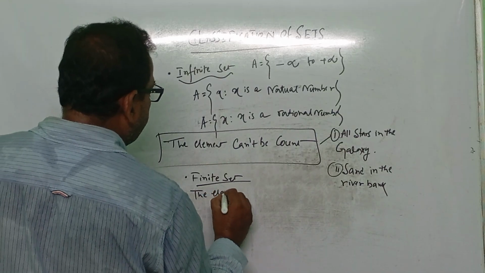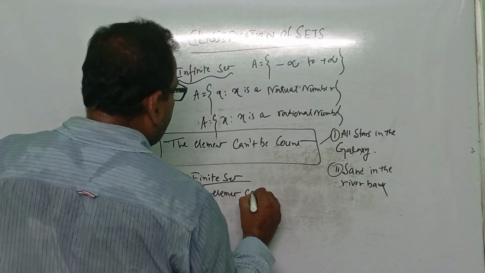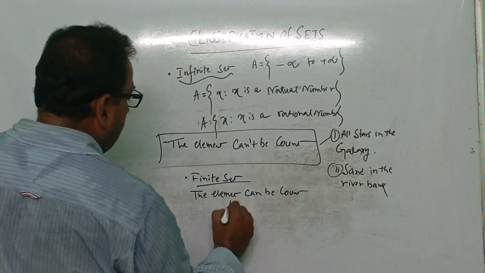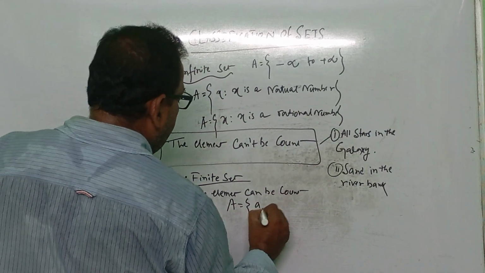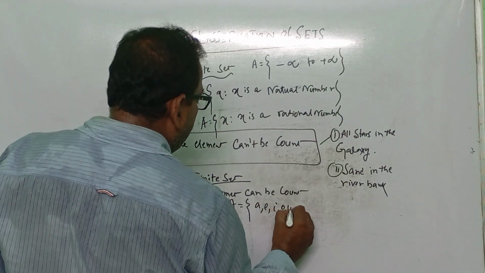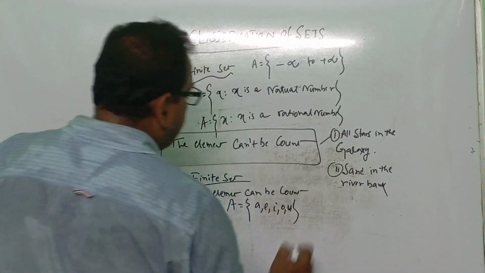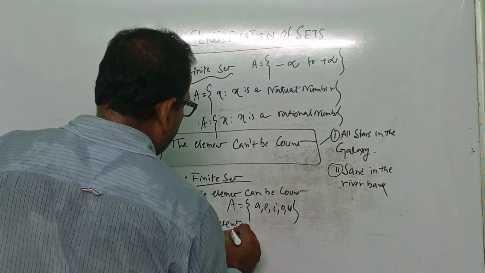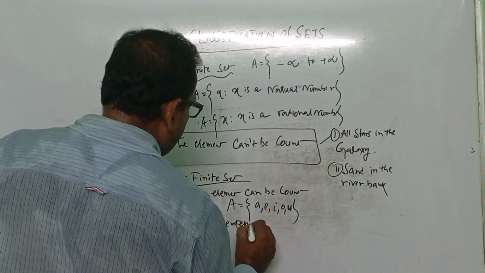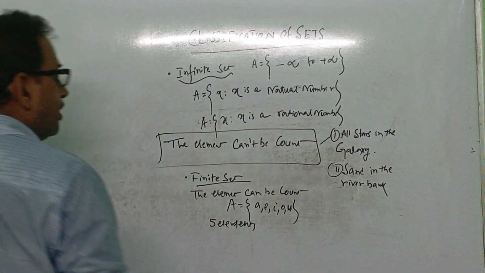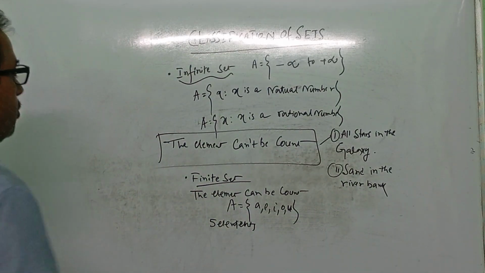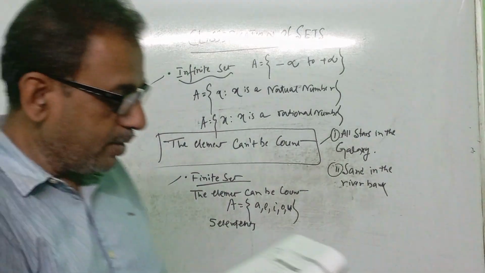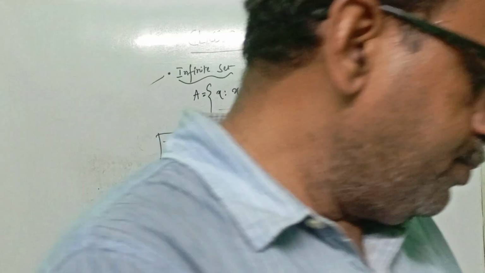The element can be counted. A is the element. A, E, I, O, U. Now five elements are there. Five elements are there, so it is counted. So this is a finite set, and the other is an infinite set. Clear?